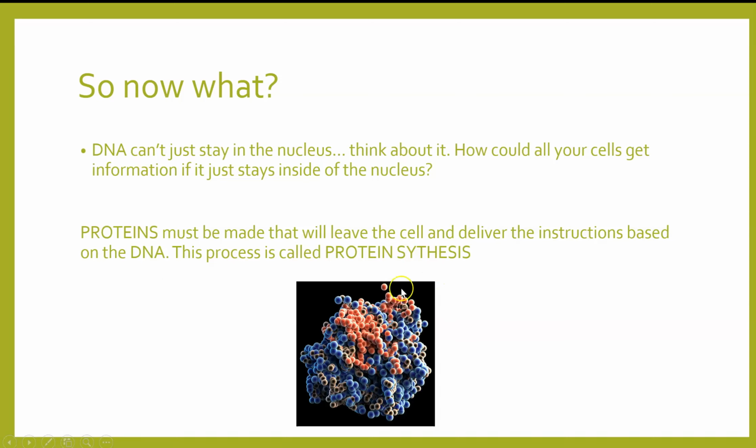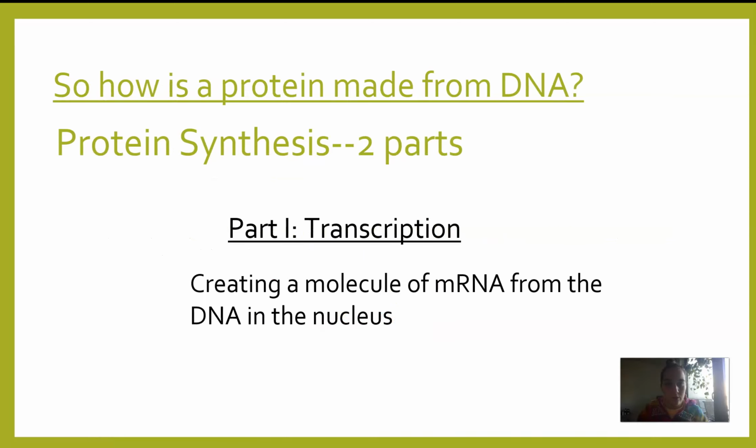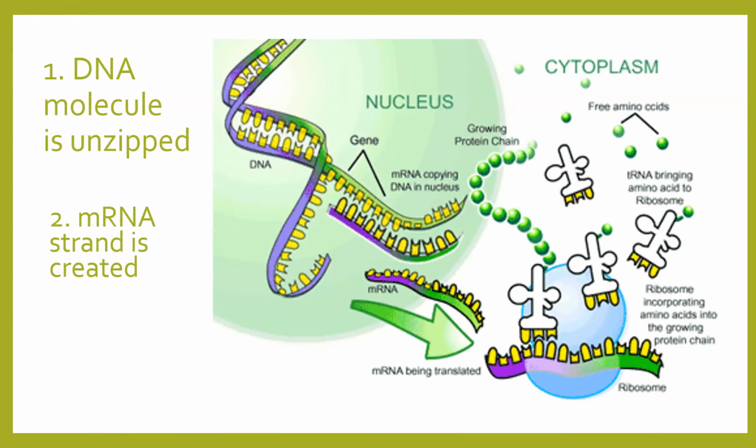So our goal is to take our DNA and use its information. So you might be wondering, how is a protein made from DNA? And I'm going to explain. There are 2 parts to protein synthesis. I'm going to keep it as simple as possible, but part 1 is called transcription, and that's where you create a molecule of what's called mRNA from the DNA in your nucleus. Okay, so I'm going to get more into that in a minute. Just know that is the first part of making a protein from DNA.